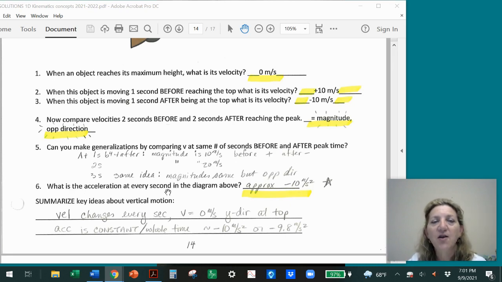What is the acceleration for every single instant that the ball is going up, at the top, and going down? Every single instant, the acceleration of gravity is on at negative 10 meters per second squared. This page we're approximating. So how do we summarize this? Velocity changes every second. Velocity equals 0 meters per second when it's at the top in the y direction. Acceleration is constant the whole time. It's approximately negative 10 meters per second squared, or negative 9.8 meters per second squared.